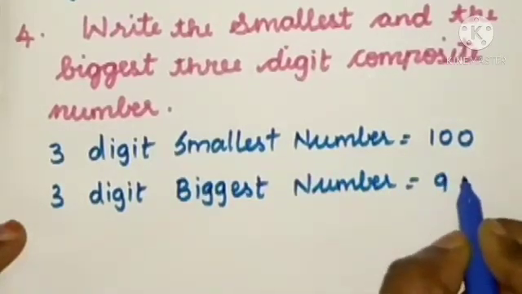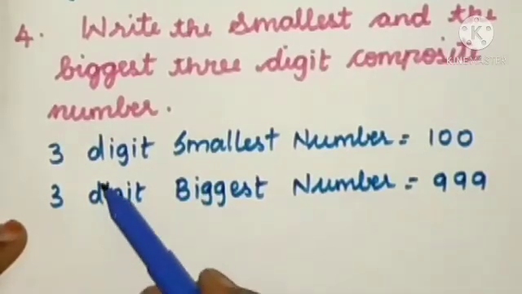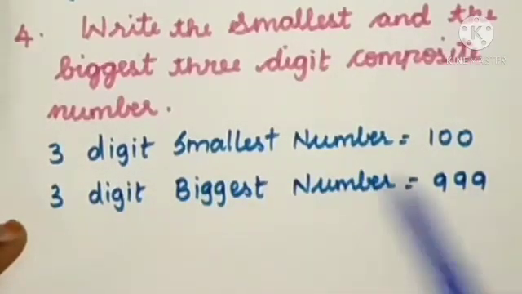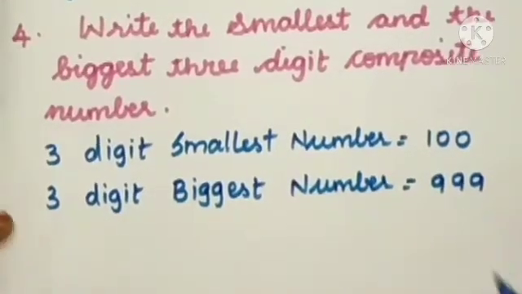Then the three-digit biggest number. Yes, 999. 999 is also a composite number because 999 has more than two factors. So the three-digit smallest number is 100. The three-digit biggest number is 999.